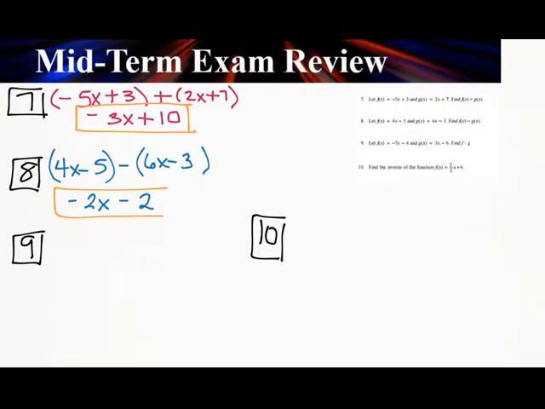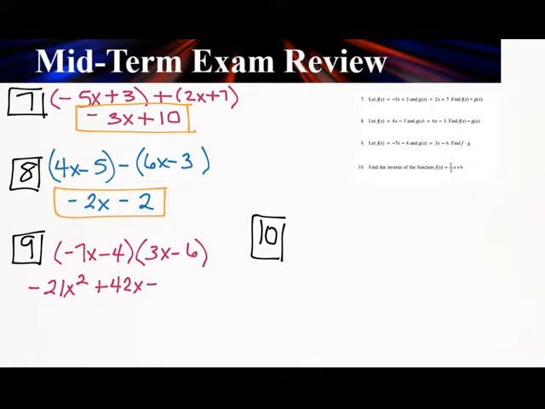Okay, so for number 9, we need to multiply them. I'm going to do that again. I'm going to take the function f and set it up, and function g is 3x minus 6, and then I'm just going to multiply. So I'm going to get -21x squared. So I'm doing FOIL, so I'm going to do the first, and then I've got a negative times a negative, so that's 42x minus 12x plus 24.